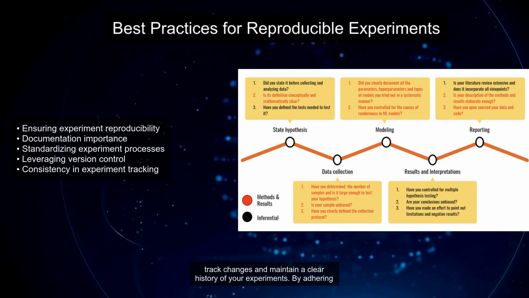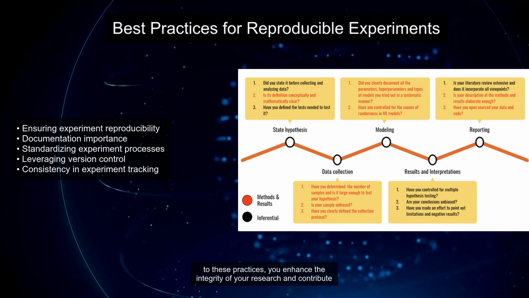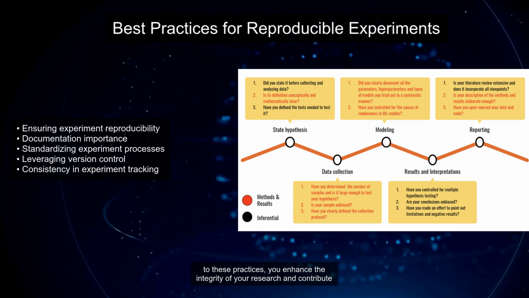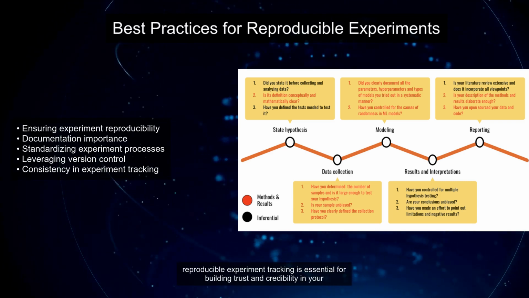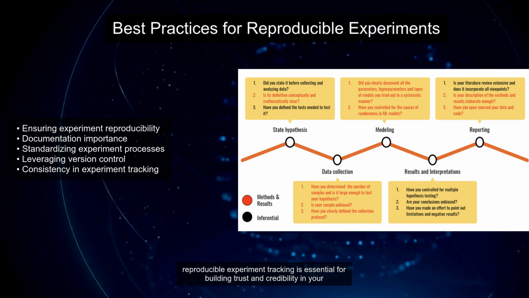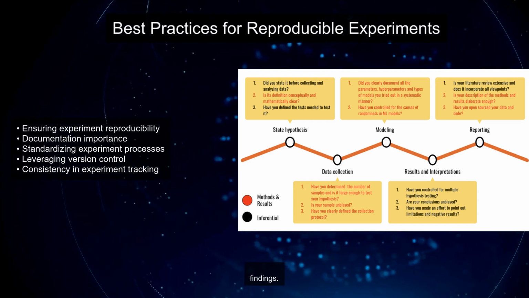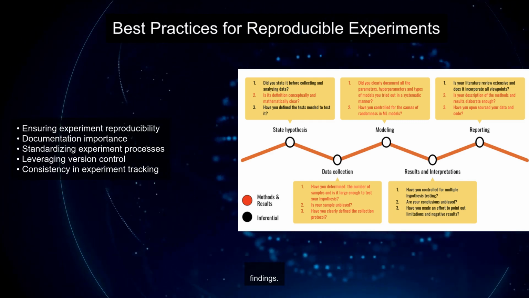Utilizing version control through Weights and Biases allows you to track changes and maintain a clear history of your experiments. By adhering to these practices, you enhance the integrity of your research and contribute to the collective knowledge in the field of data science. Consistent and reproducible experiment tracking is essential for building trust and credibility in your findings.